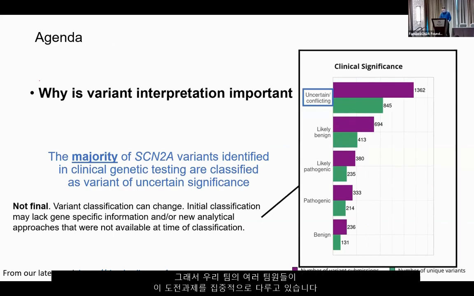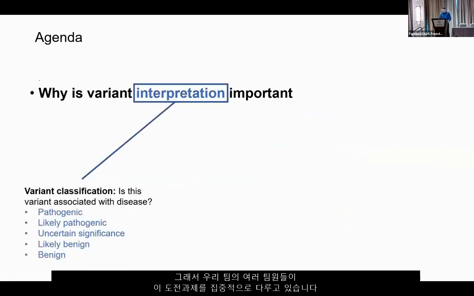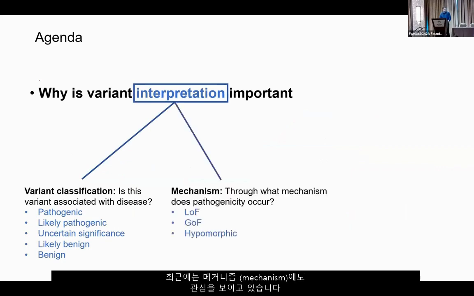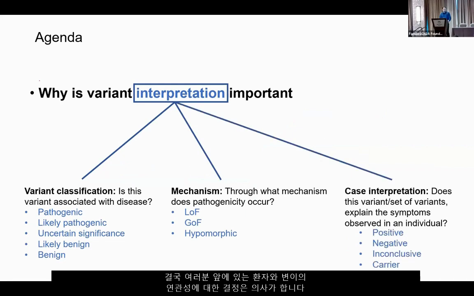This is where I have multiple members of my team just focusing on that challenge. Variant interpretation is a slang term. What we actually want to do is variant classification, just from the variant side. More lately, we are also interested in mechanism. And at the end, it's up to the physician to make the decision how that actually relates to the person you see in front of you.